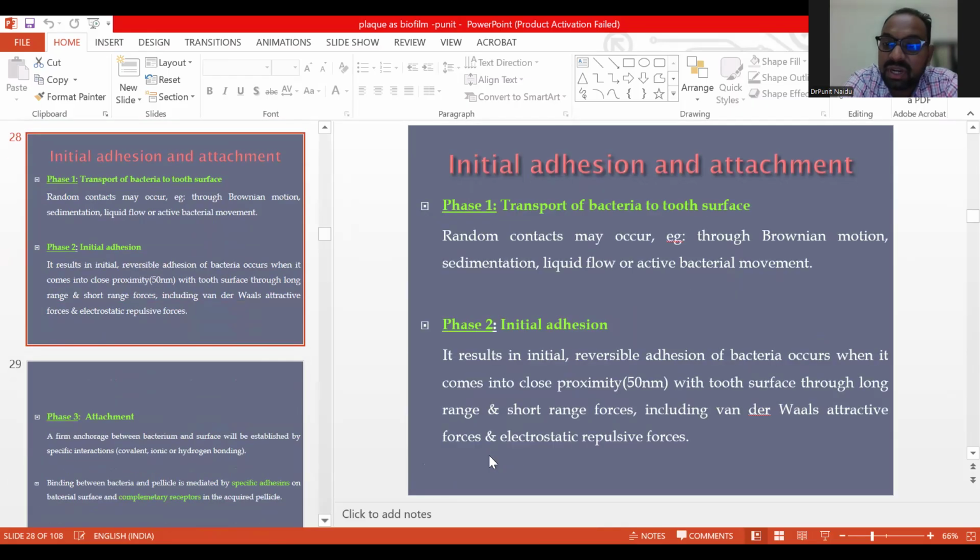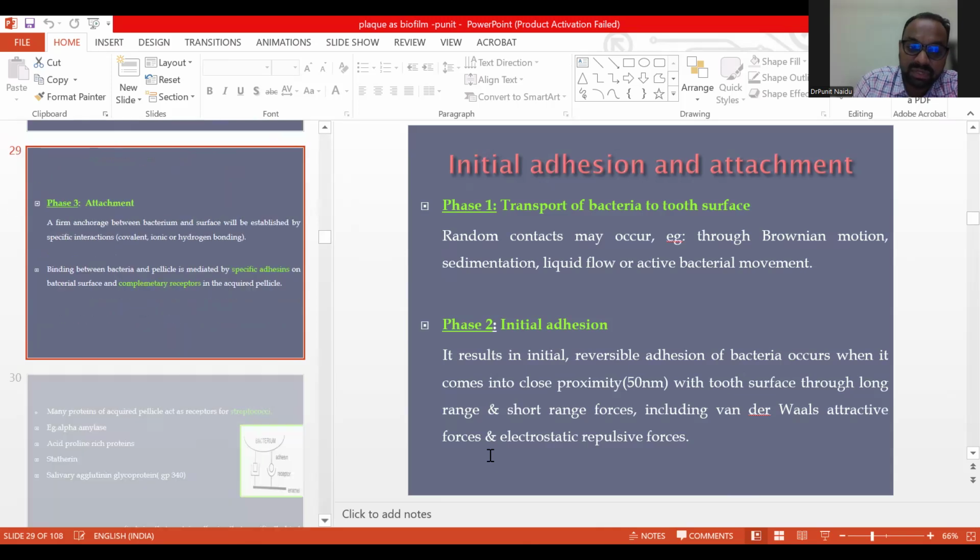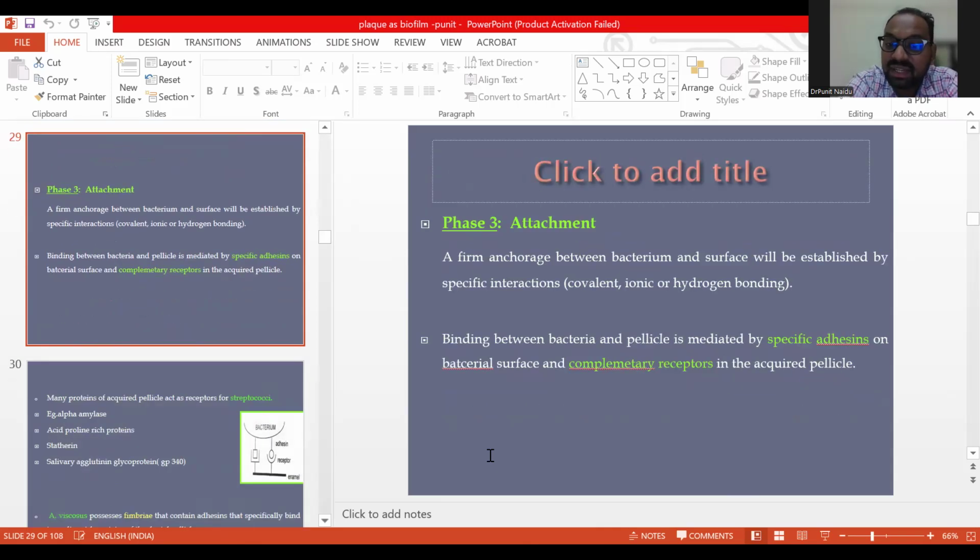So in initial adhesion and attachment, phase 1 is transport of bacteria to the tooth surface, which mainly occurs by Brownian motion, liquid flow, or active bacterial movement. And the second phase is initial adhesion, resulting in initial reversible adhesion of bacteria when it comes into close proximity with the tooth surface through long range or short range forces, which are van der Waals attractive forces and electrostatic repulsive forces. And the third phase is attachment.